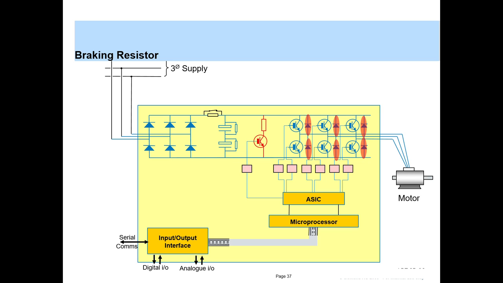When the DC link voltage reaches a preset limit, the braking IGBT is energized, which allows the DC link capacitors to discharge through this braking resistor. Now when the DC link capacitor charge falls below a minimum level or some set level, this IGBT is switched off, which allows the capacitor to recharge. So this is the function of what we call a braking chopper.